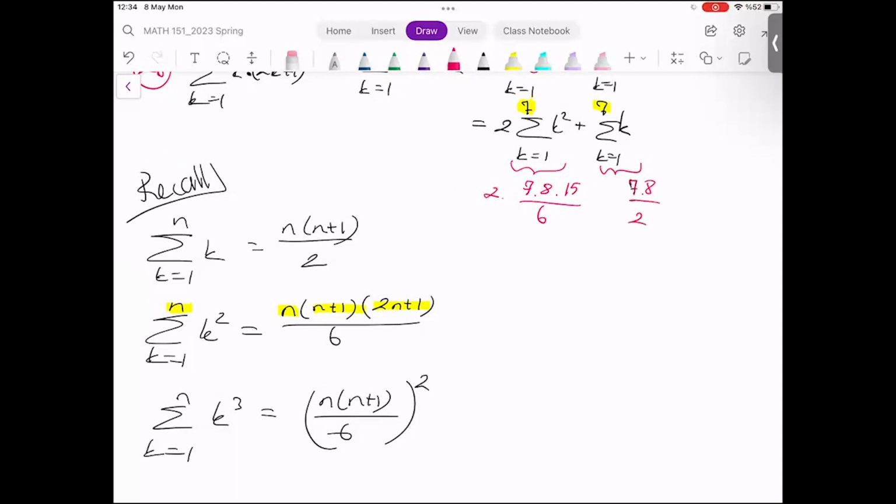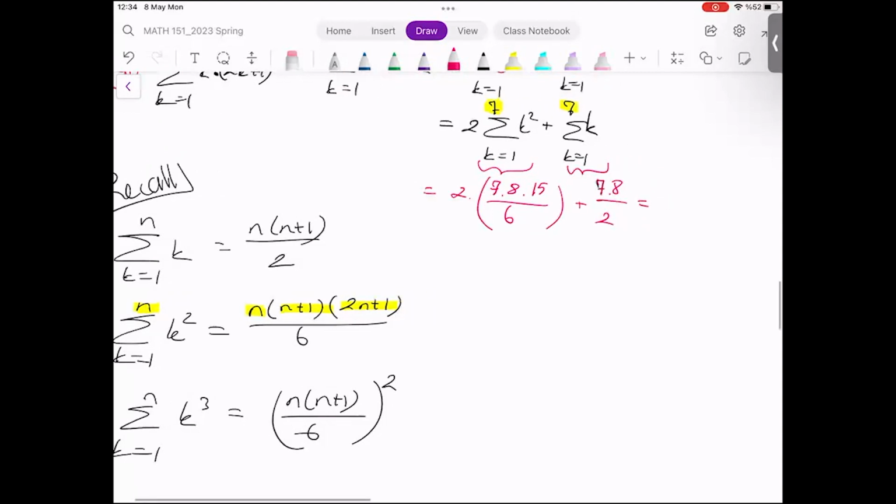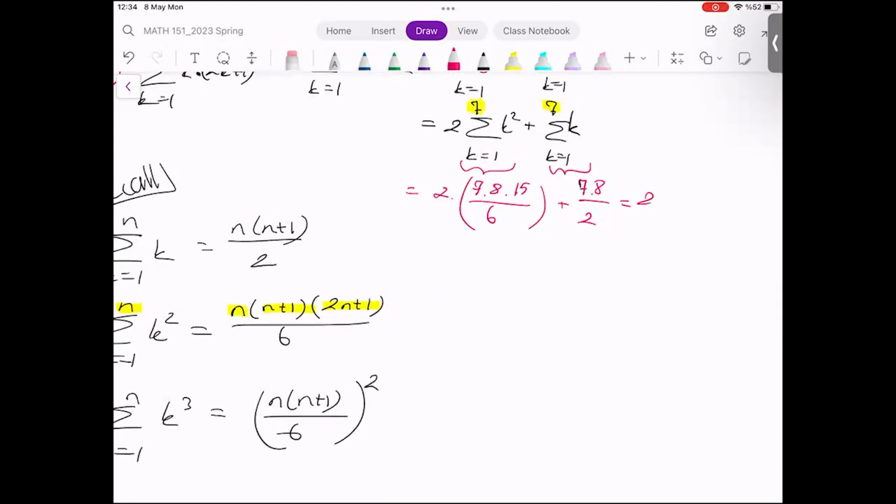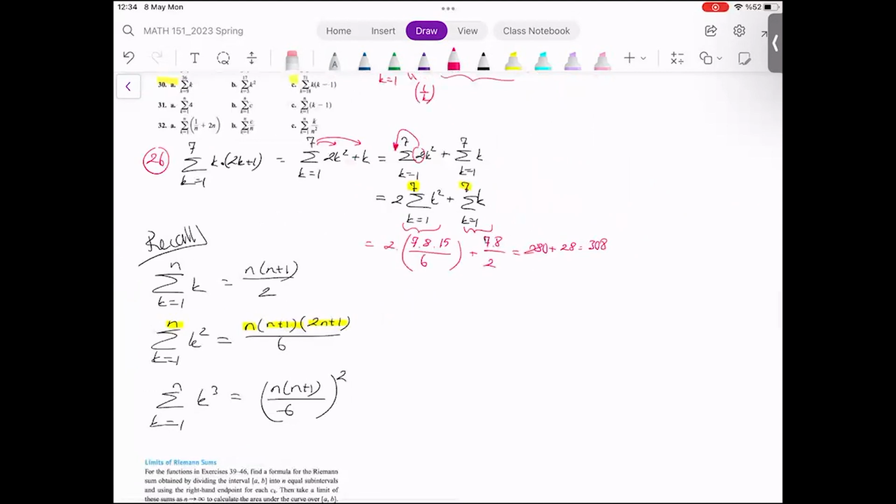Okay, so your result looks like this. If you compute it, you will find 280 plus 28, which is 308. Okay, this will be your result. This is how you play with sigma notation.